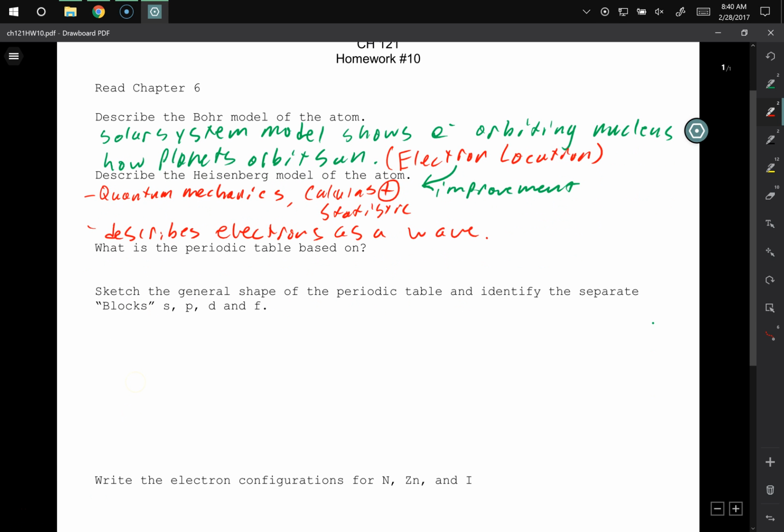Periodic table, what's that thing based on? If it was the amount of protons, it would just be a block, right? It would just go across the page until it filled up the page, and then would start the next row. Similar chemical reactivity. Yep.